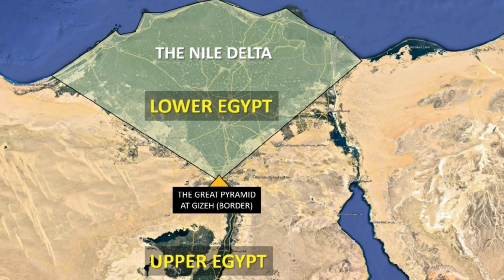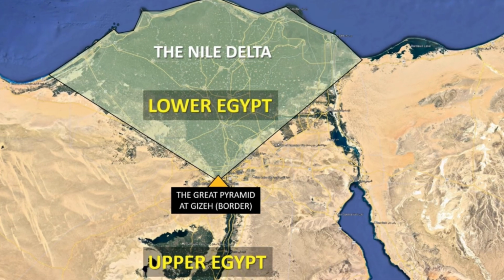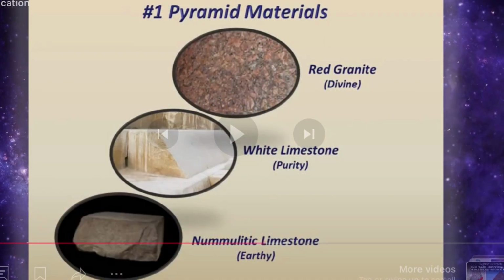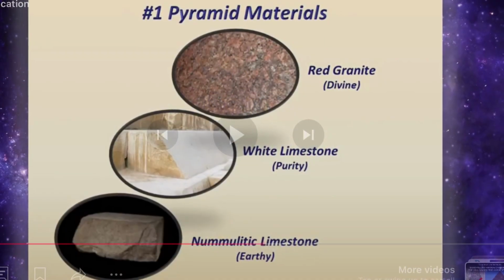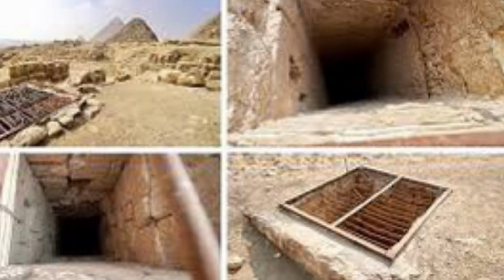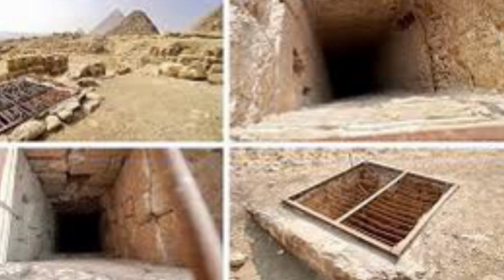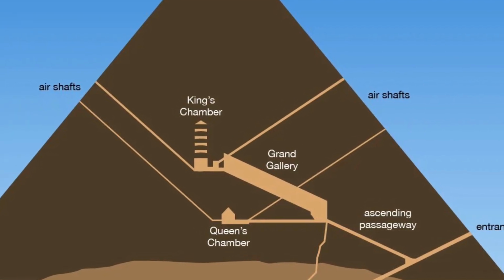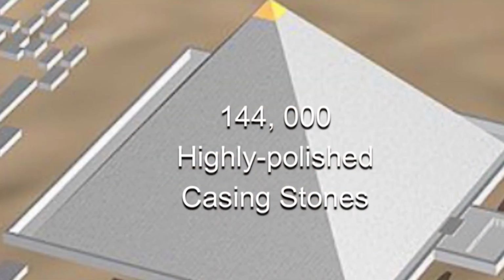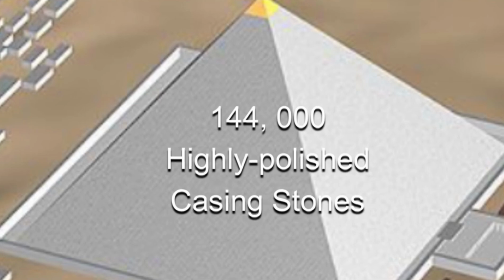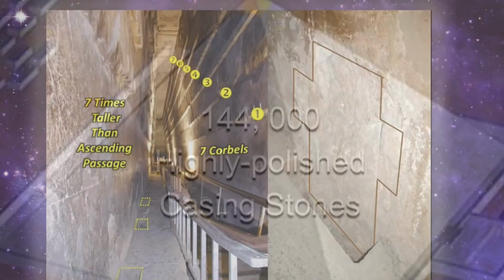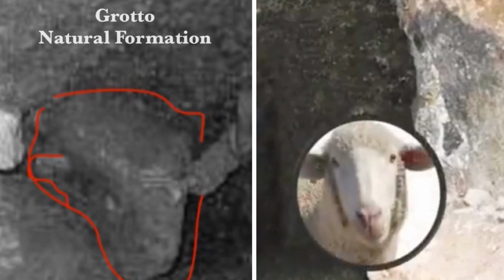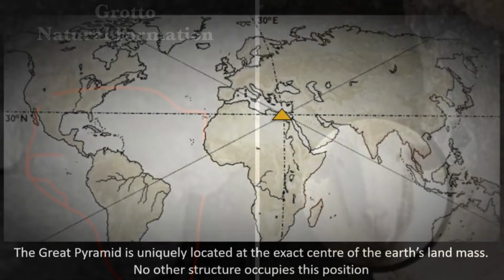It is located in the middle and on the border of Upper and Lower Egypt. It is the only pyramid to use red granite. There are many shafts and holes around the Giza Plateau. It has air vents. No tombs do. It was once sealed over with 144,000 white limestone blocks. There's a cross and a lamb's head inside. It is located in the center of the Earth's landmass.